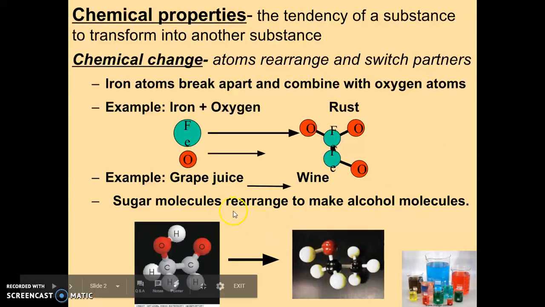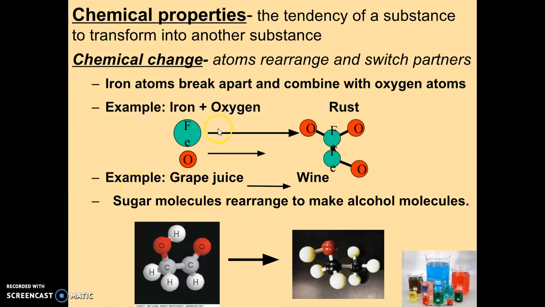Another example would be grape juice, where you take sugar molecules, shown here. You combine them with some bacteria that does some fermentation, and you can turn those sugar molecules into alcohol molecules. Those are chemical changes where the atoms are actually rearranging and switching partners and making a completely new substance.